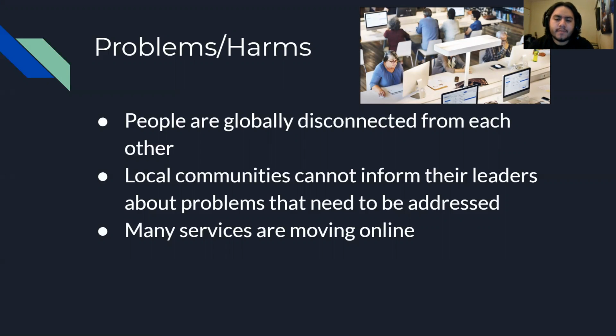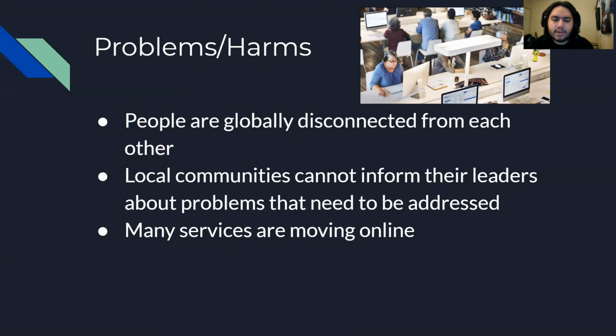provided if needed. Secondly, local communities would be able to inform their local leaders about problems they're having so their community can grow and develop. This is from speedmatters.org in 2019.